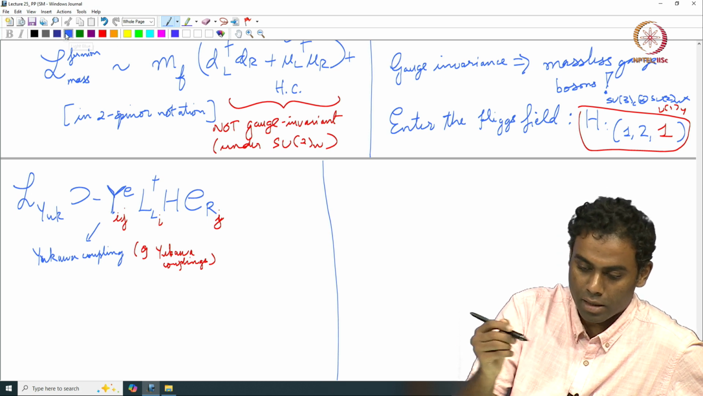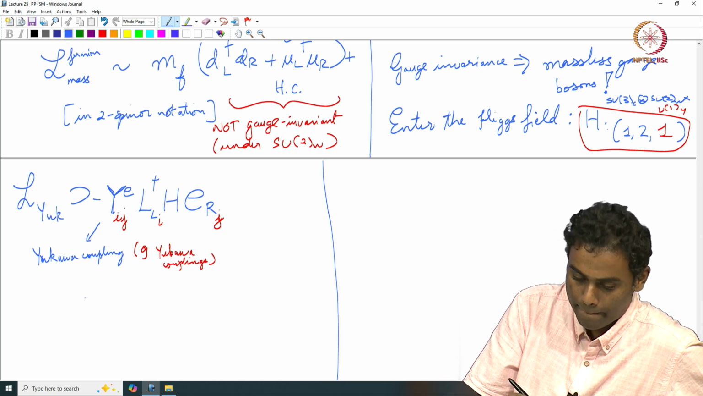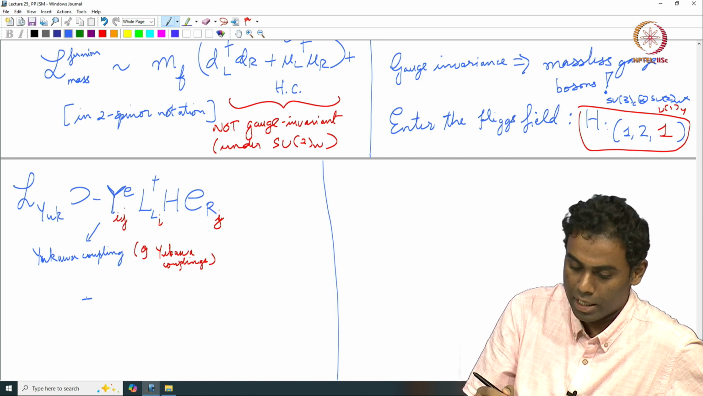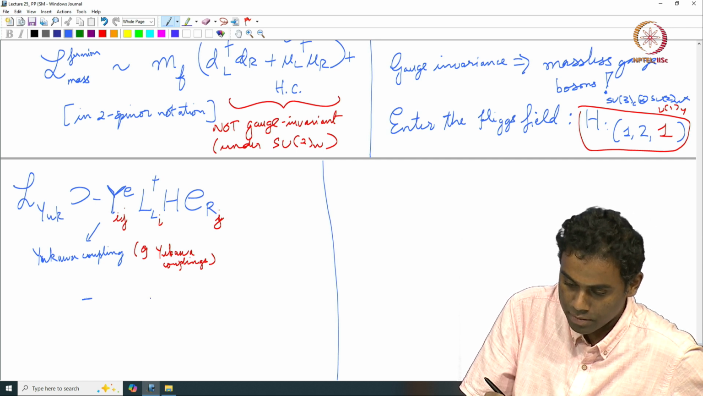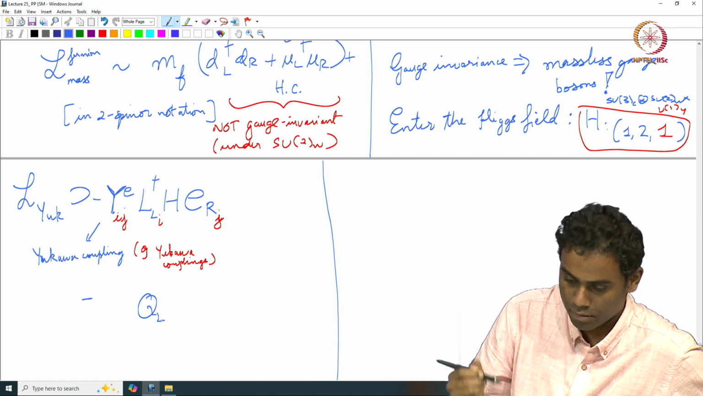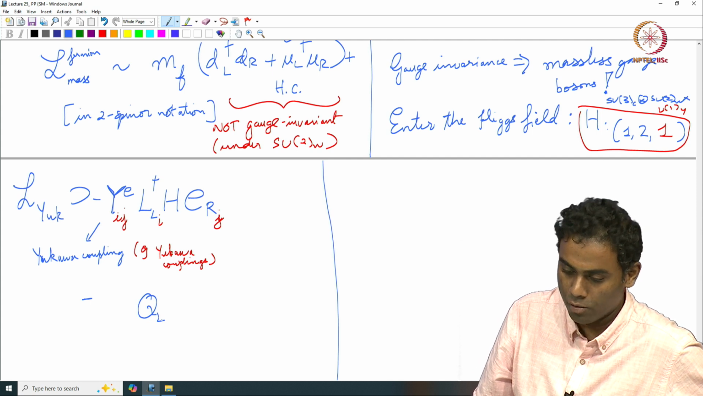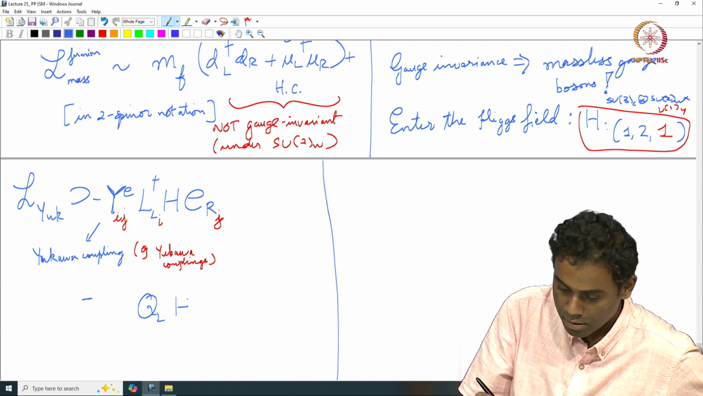Now, can't I write a similar term involving the quarks? If I put a Q_L, what should I put over here?